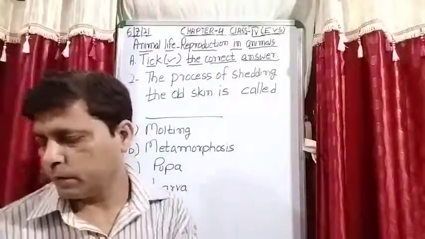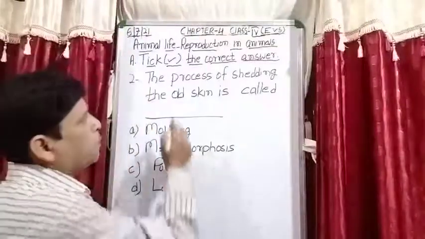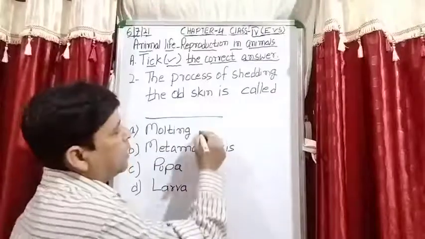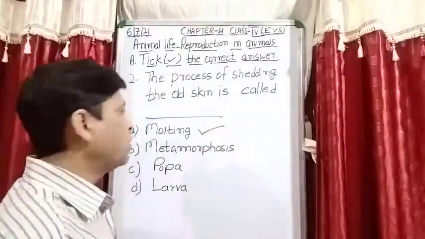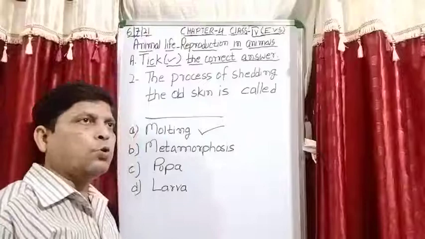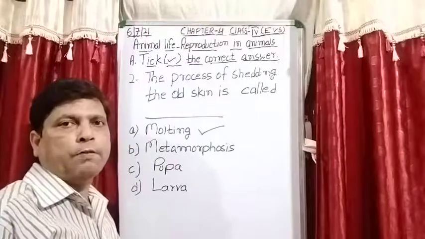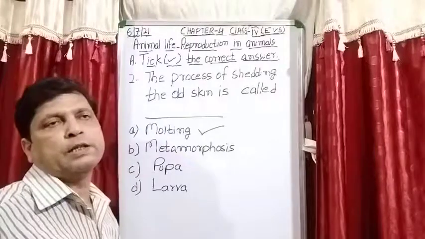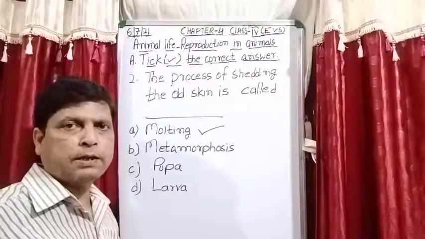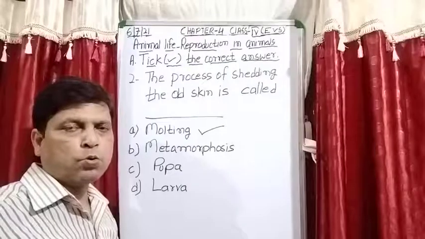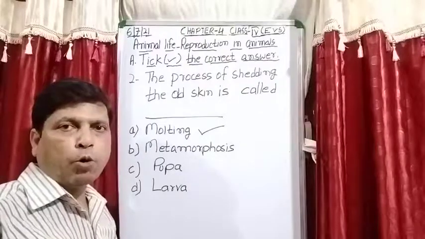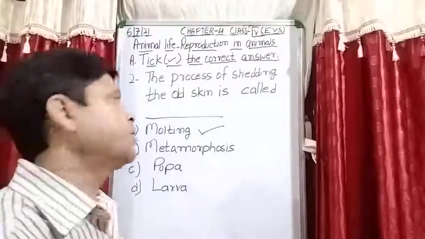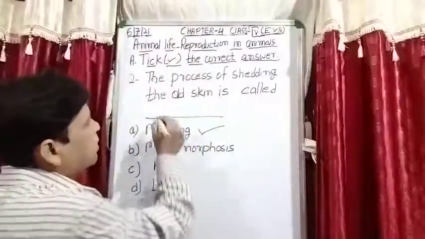So the process of shedding the old skin is called molting. Yes, this is the right answer. So students, molting: during the early stages, when these young ones grow, they shed their skins continuously so that their body grows. For the growth of their body, they shed their skin, and shedding of the old skin is known as molting.